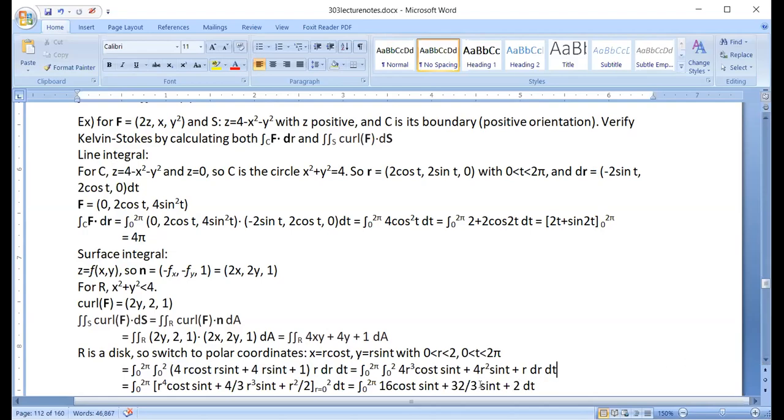Integrating 2 with respect to t is easy. Integrating sine t will be easy. And then for the first one, 16 cos t sine t, just do a substitution, u equals sine t, du equals cos t dt.